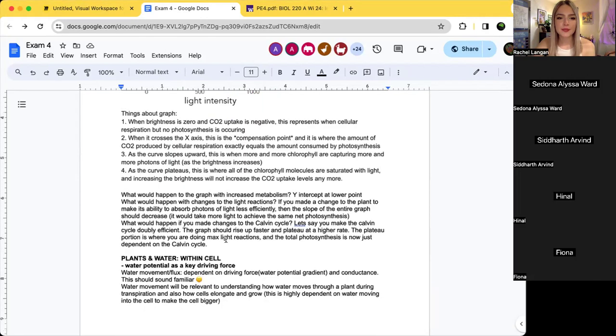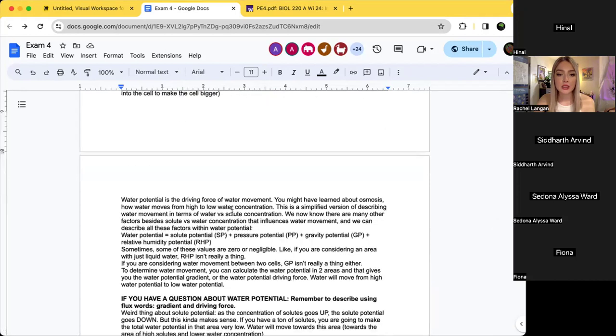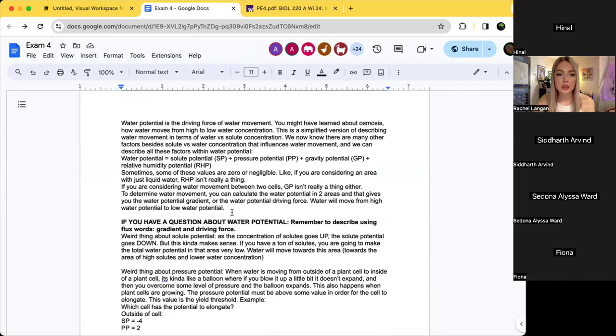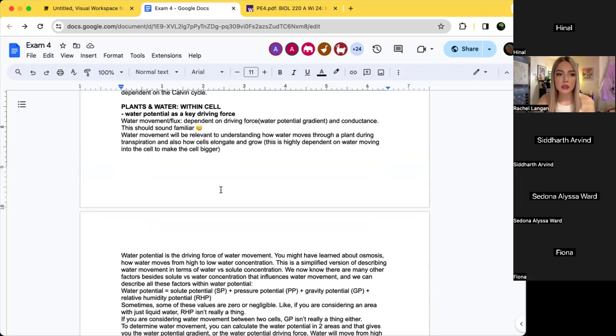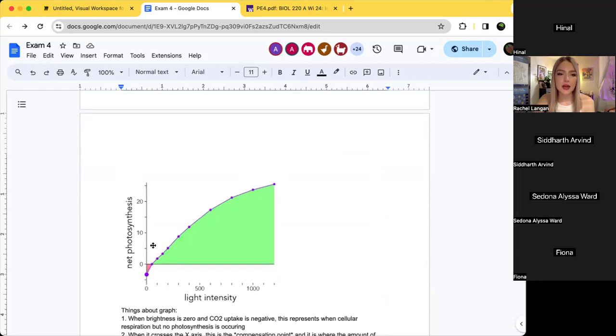Okay. Yeah, question. Sorry, I think I kind of missed it. So you say if we make Rubisco more efficient, then the graph should be steeper? Yes, just because each point along the line is going to be higher. So maybe not necessarily changing the slope, but each point will be higher. Okay, so it's not steeper? Yeah, just higher. So the same shape, but just higher.